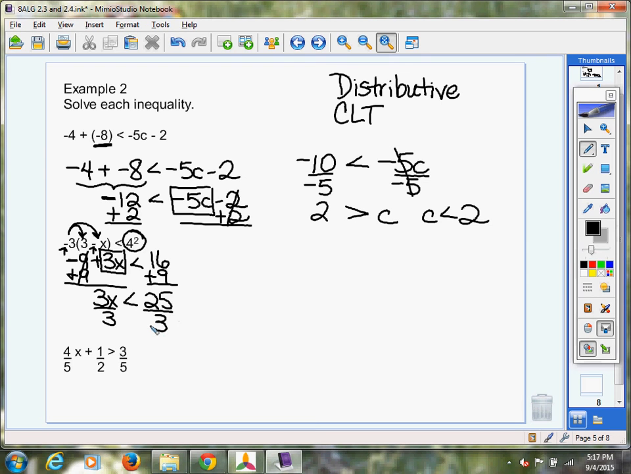Now, I wasn't real concerned about using the rule because 3 was positive. So I noticed it, but it only really registers with me if it's negative.